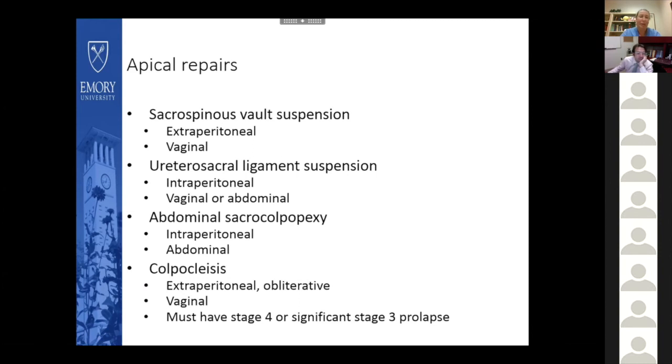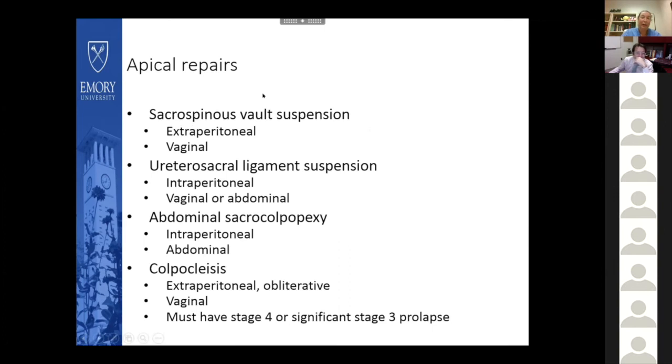And then abdominal sacrocolpopexy uses mesh. And while it does not have anywhere near the complication rate of, say, a POP mesh kit, it still has complications. You can still definitely get mesh erosions. You can have pain. In general, I only offer someone a mesh surgery if they have already failed a native tissue repair. So these are considered native tissue repairs. Why? Because they only use the tissues you have.